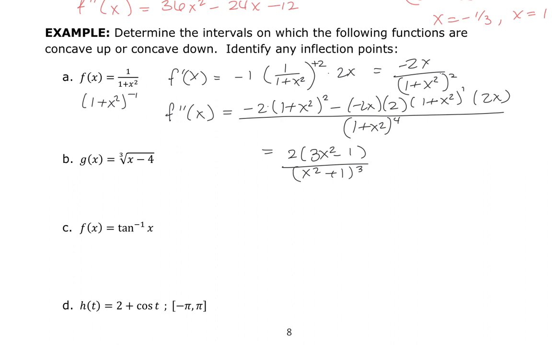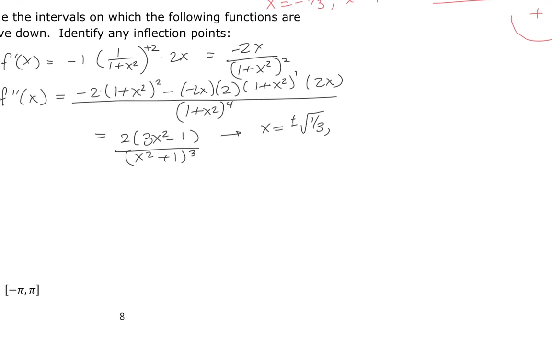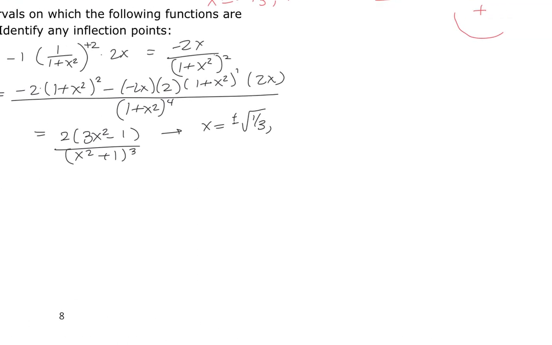Okay, so the numerator is the only thing I care about. So when x is equal to, let me see, this is going to be negative square root of 1 over 3 and the positive square root of 1 over 3. So those are the two locations. Now here's the thing. It's already kind of factored. So let's do the sign chart.